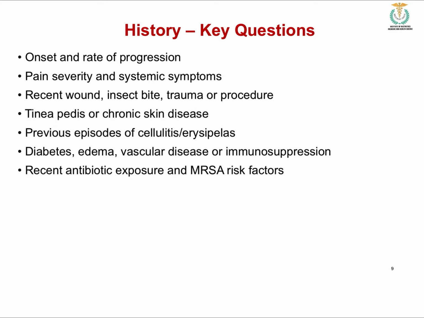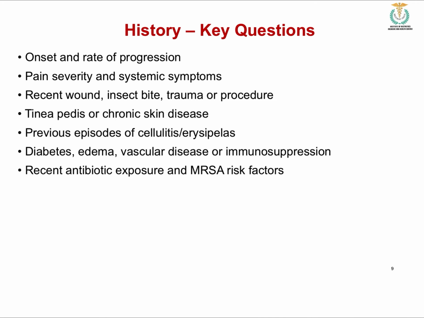Next, look for a possible portal of entry, and ask questions like if there is any cut, wound, insect bites, trauma, injections, surgery or other procedures. And also ask about tinea pedis because the infection may enter through the fissures between the toes. And also ask about the previous episodes. If the patient has recurrent cellulitis, we need to look for underlying edema, lymphedema, venous disease or fungal infection. Finally, ask about recent antibiotics and previous resistant infections because these factors can influence the antibiotic selection.